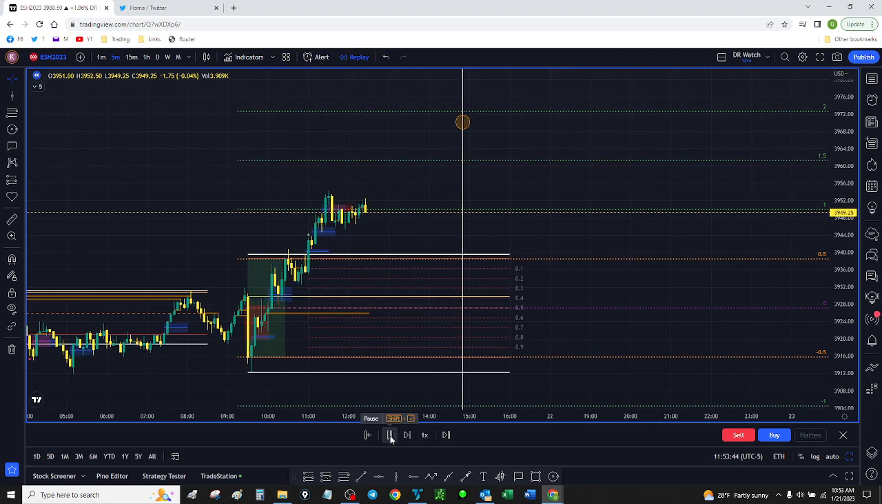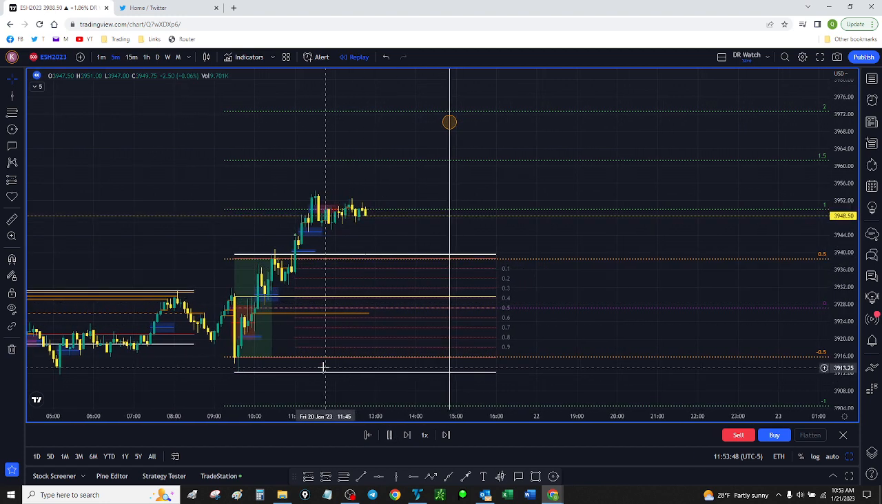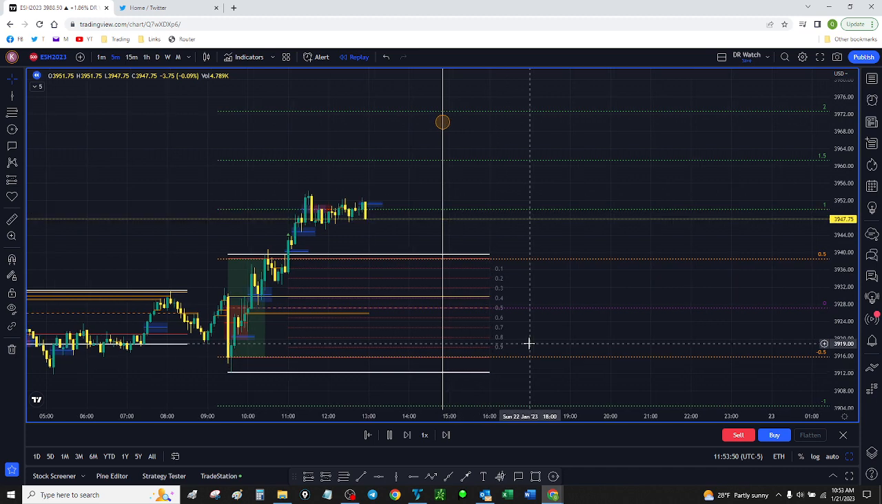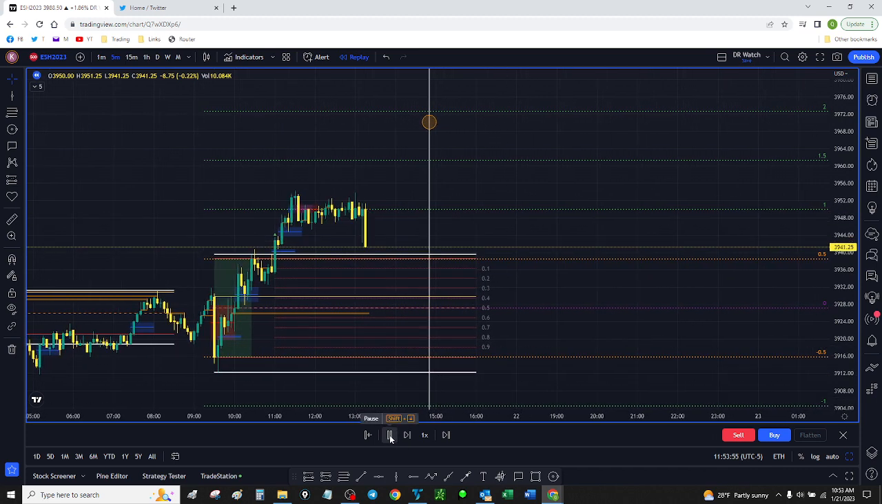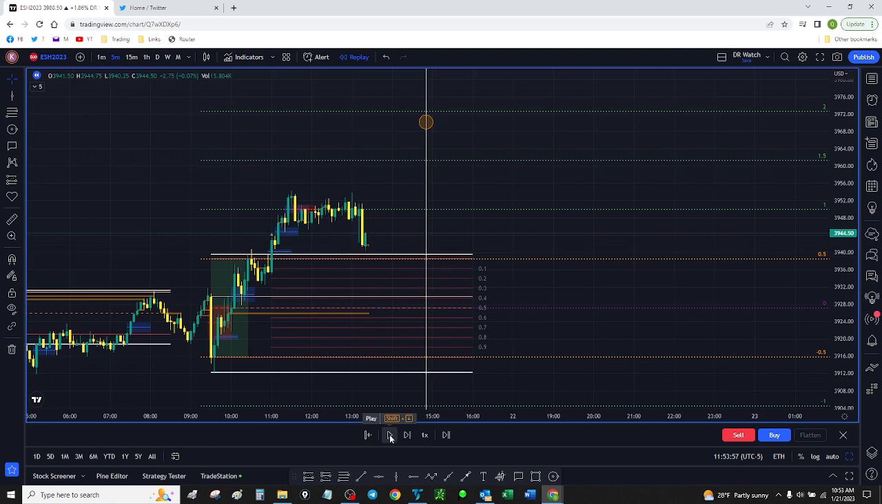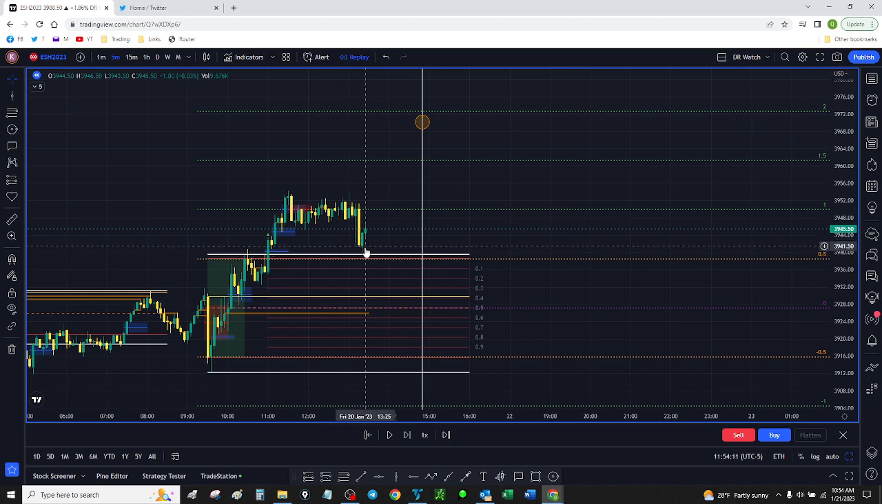I'm looking for a retracement back to the DR range or so for an entry. It's just consolidating right now. Right there. So on this move right here, when it rejected back off of the DR, this would have been an optimal place to place an entry.